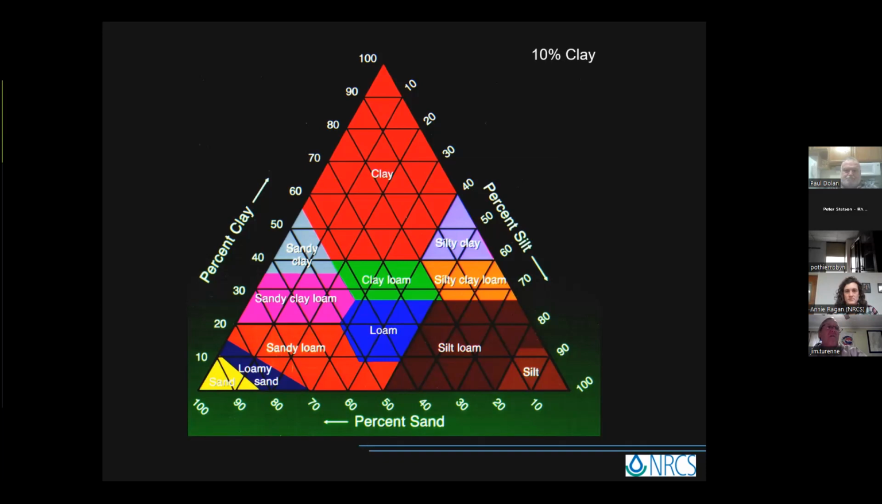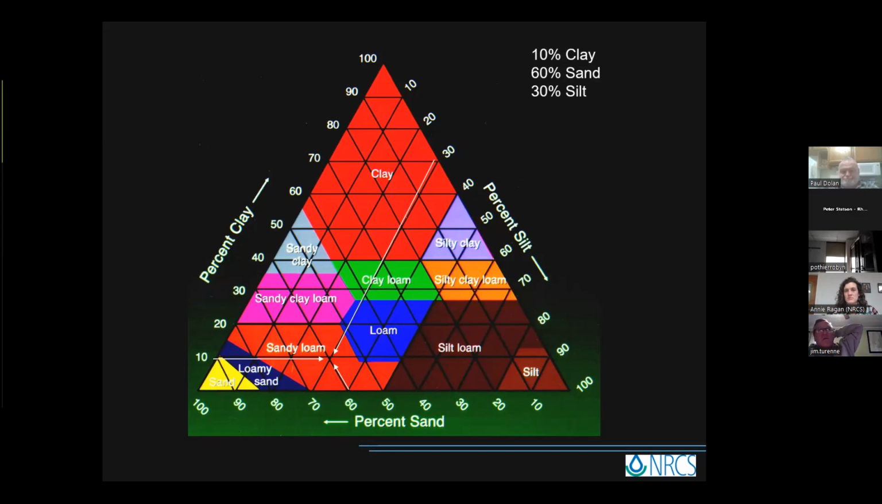So on the left axis is percent clay from 0 to 100. So you would plot that out on that axis. 60% sand, that's on the bottom, and that goes anywhere from 0 to 100 from right to left. So we're at 60% there. And then percent silt is on the right side of the triangle. This one has 30% silt. So if you plot those out, that soil texture would be a sandy loam.